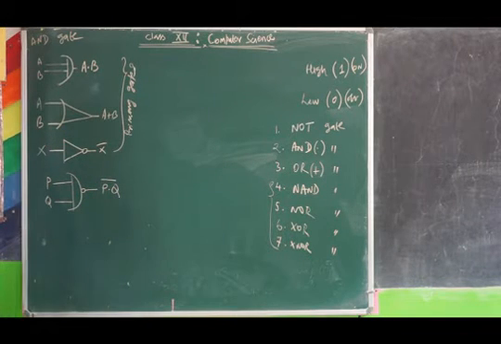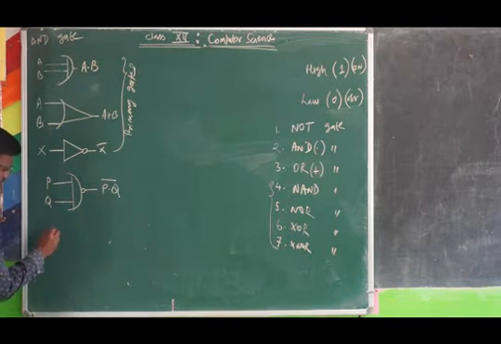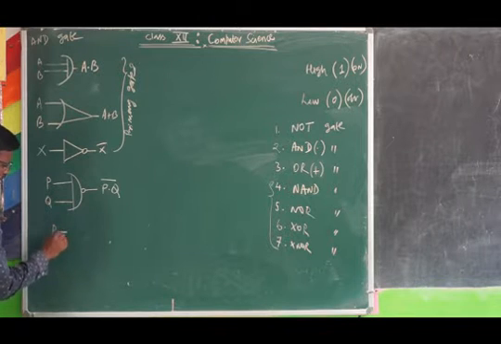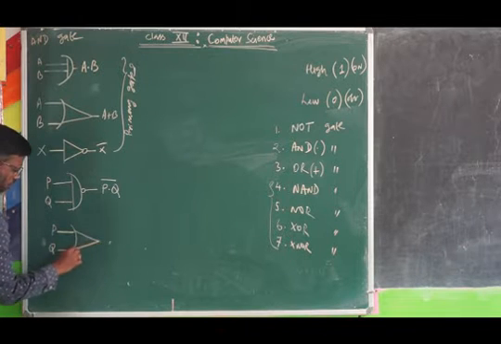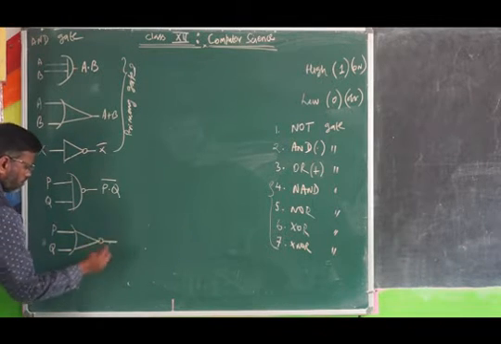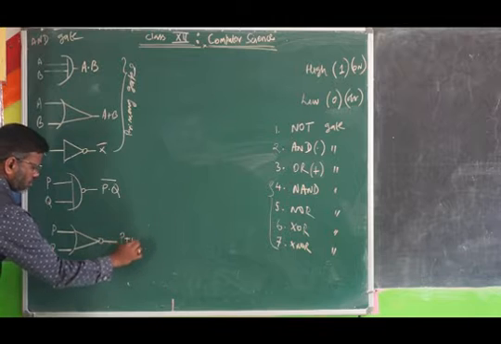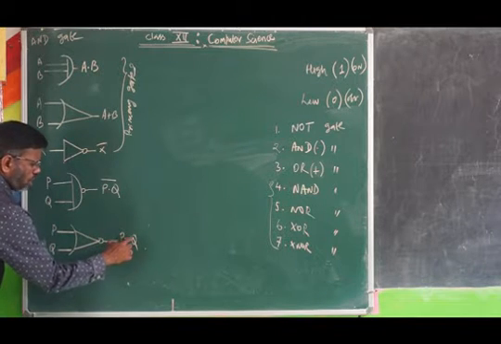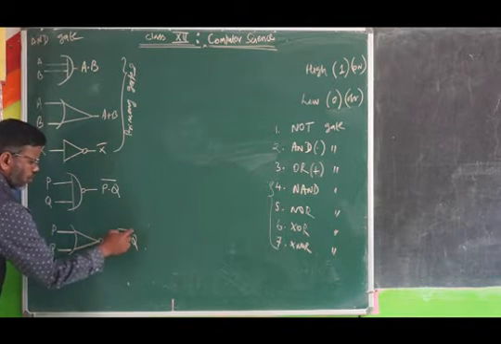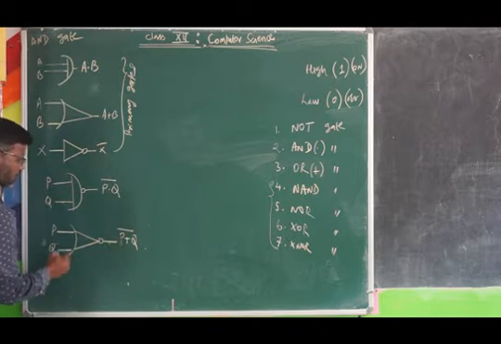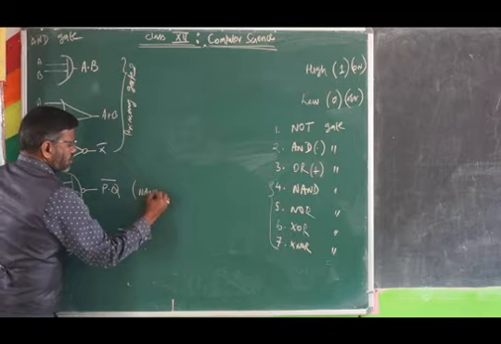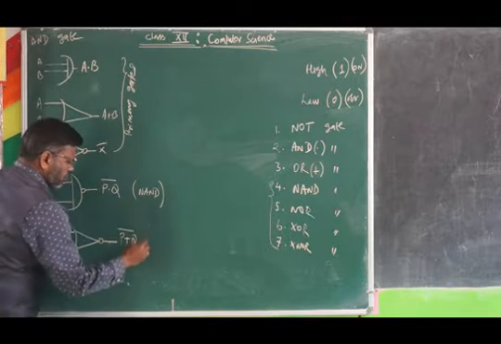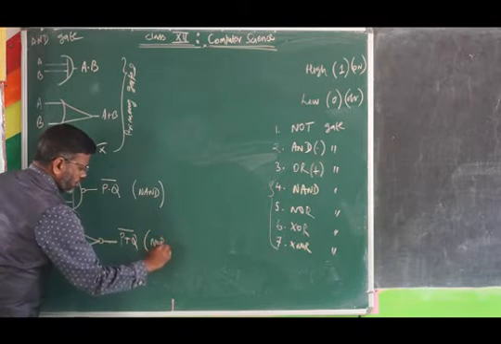Similarly, here we go, the NOR gate. The NOR gate is represented like this. P is the input, another input is Q, and it becomes P or Q. When I do this, NOT and OR is called the NOR gate. So this is called the NAND gate. This is called the NOR gate.